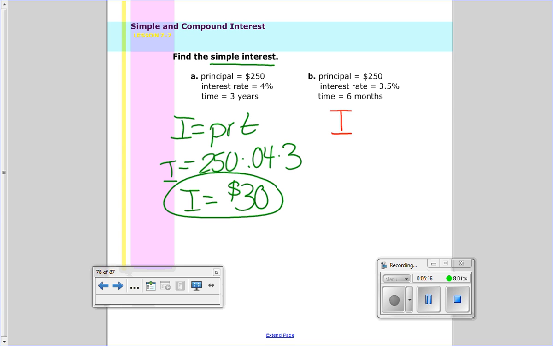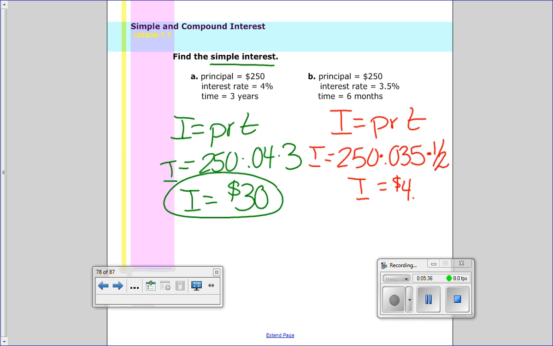Now B, we do the same idea. My principal is still 250. My percentage rate is 35 thousandths. And my time is again 6/12 or 1/2 because it's only 6 months. And you end up getting an interest of $4 and 375 thousandths of a cent. Well, when we talk about money, we never write it in the thousands. We always write it in the hundredths. So I'm going to go ahead and round that to $4.38 because again, the number after it's a 5, so I round up. So my interest here is $4.38.